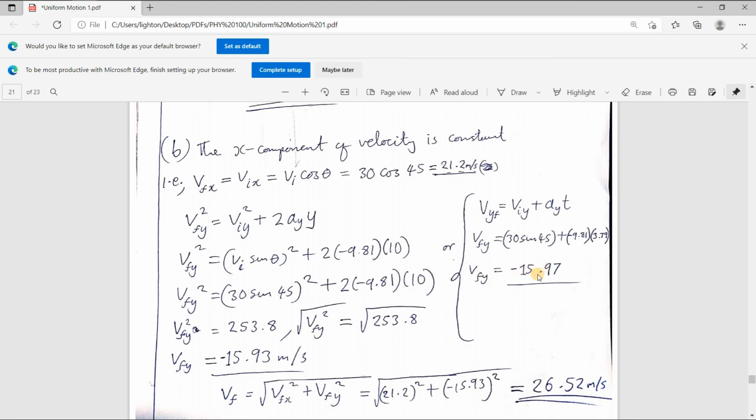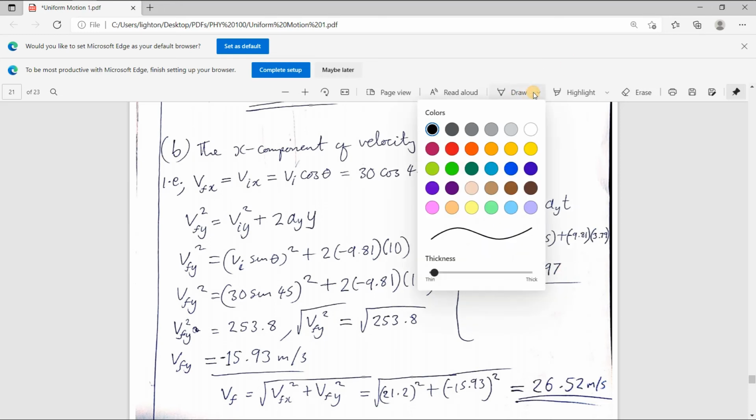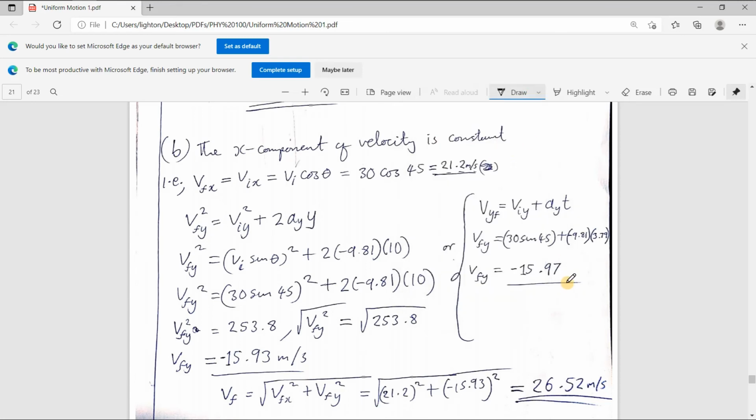So this is minus 15.97 meters per second. So here there should be a meters per second. I just have to put it. This is meters per second. Yeah, I know my handwriting is like this because I'm using these software tools. So yeah, this is v subscript fy must be equal to minus 15.9 meters per second.